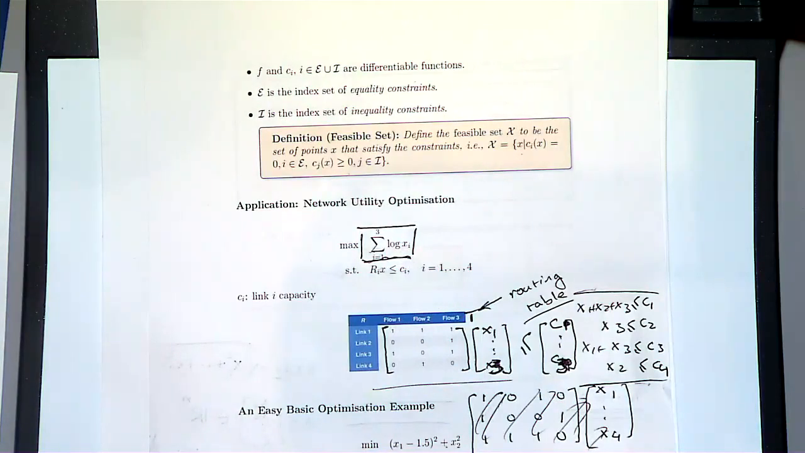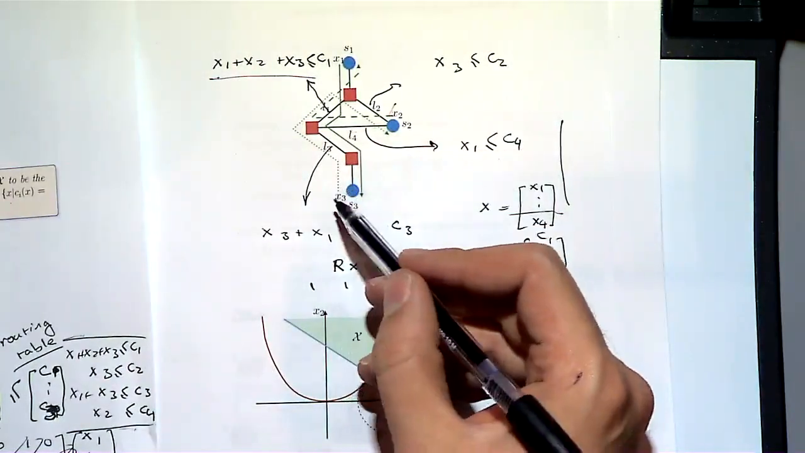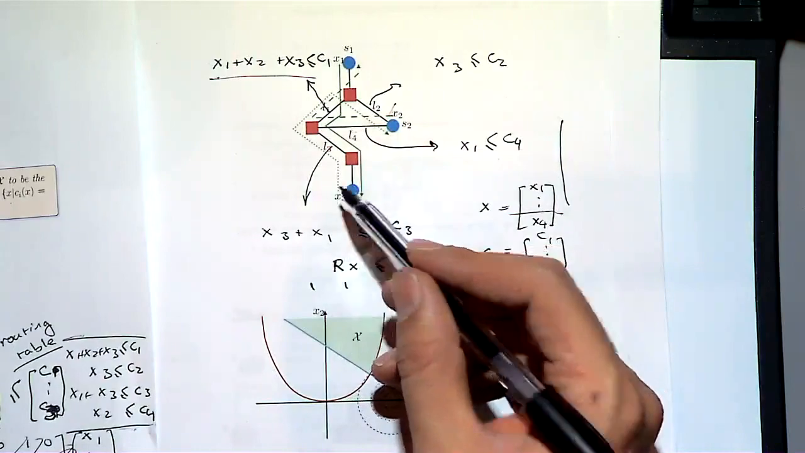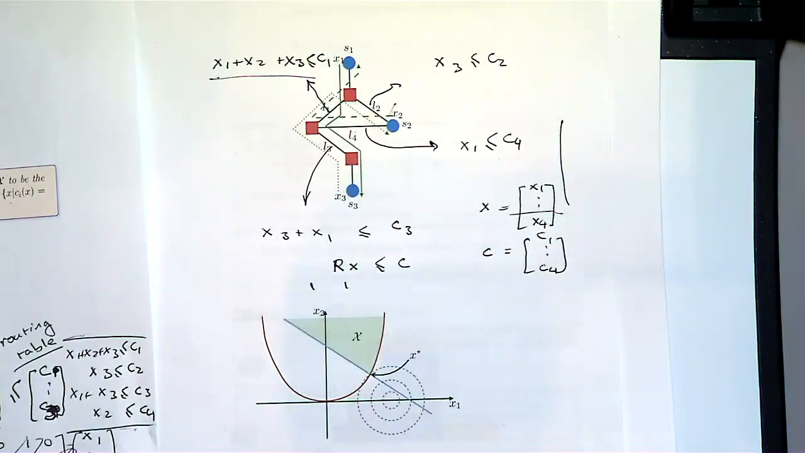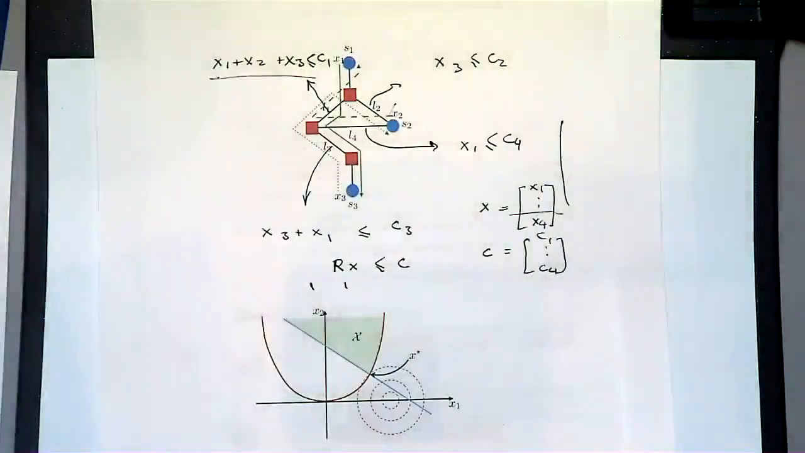General ideas can be applied to any sort of networks as well. So it's just one example of a network utility optimization problem. We have a network, we want to pump as much flow as possible in it without violating the constraints of the links.